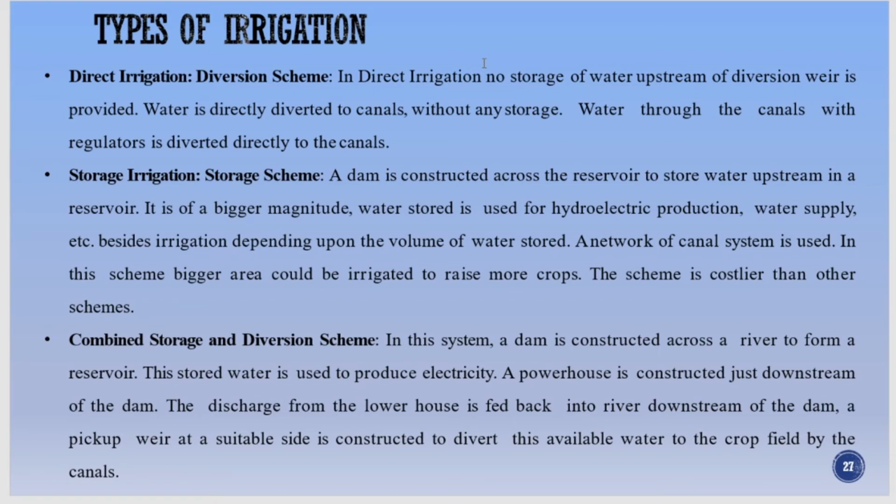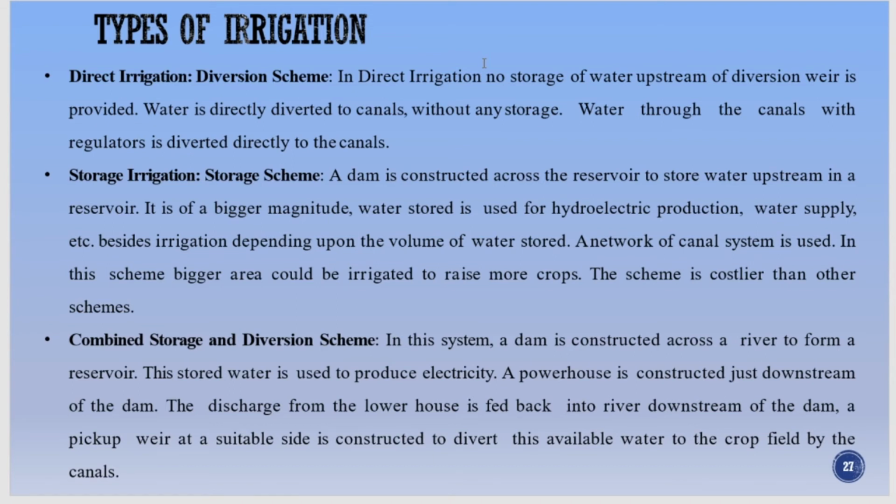Okay, and the detention is decided based on the demand of the nearby villages. For example, if there are around 10 villages or so, we'll construct a barrage with respect to the requirement of those 10 villages and the farmers of those villages. In this, there is no storage being done. Whatever water is flowing in the rainfall period, we'll try to divert it to the farm fields. So this is direct irrigation or diversion scheme.